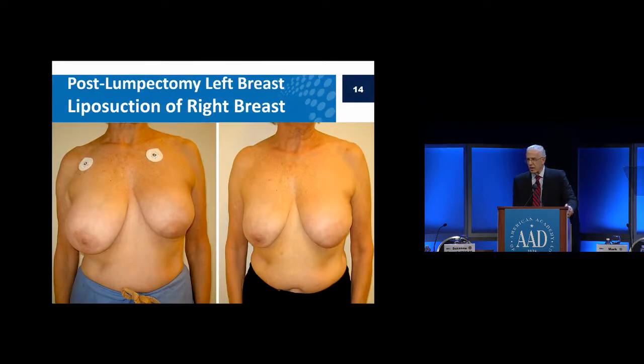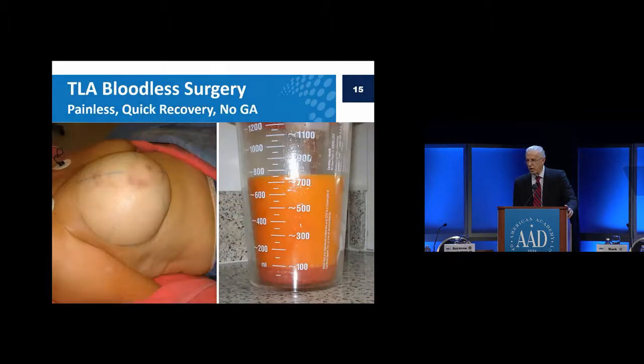Here's a patient who had a lumpectomy for a breast cancer in her left breast, and subsequently we did tumescent liposuction of her right breast. It resulted in basically a painless procedure with no scarring, and there are very few other procedures that can achieve this result. This is an example of how intense the vasoconstriction can be with this very dilute lidocaine and epinephrine.